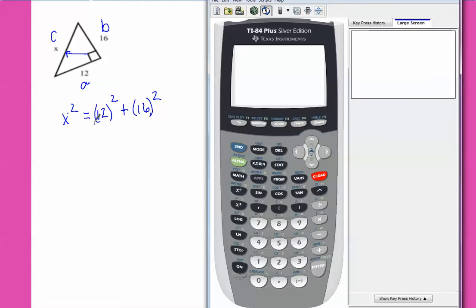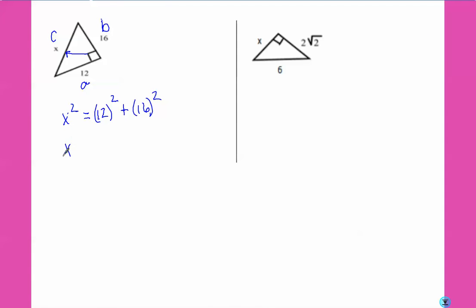To avoid making any mistakes, I suggest typing this whole right-hand side into the calculator all at once. We don't have any x's, so we can just type the whole thing. 12 squared plus 16 squared gives us 400. So we know that x squared equals 400. Then we need to undo the square, so we're going to square root both sides. We get that x equals the square root of 400.